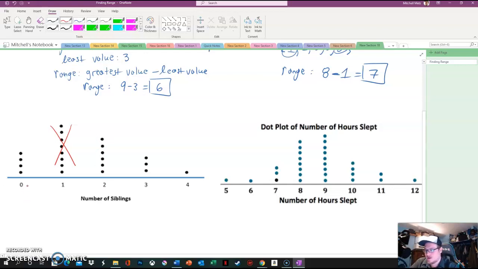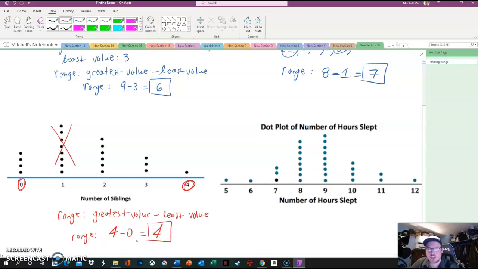If I look from left to right, I see that my dots start at 0. And if I keep going to the right, I see that my last dot's at 4. So my range will be, again, the greatest value with the least value taken away from it. That means 4 minus 0 is equal to 4. And that is my range. This dot plot has a range of 4. And that's just showing you how much it's spread. It's basically the difference between these two values right here.